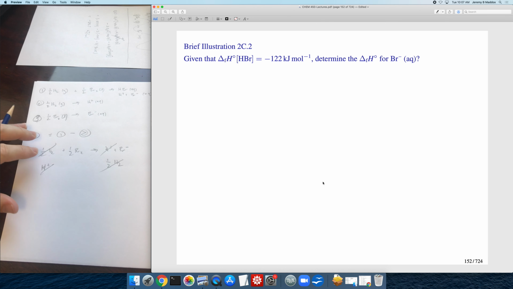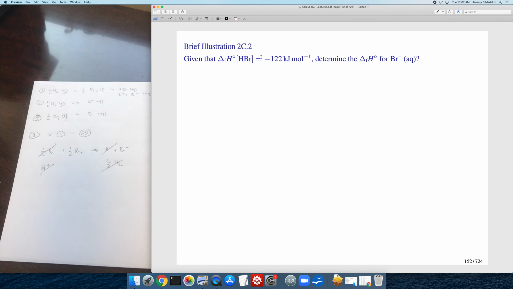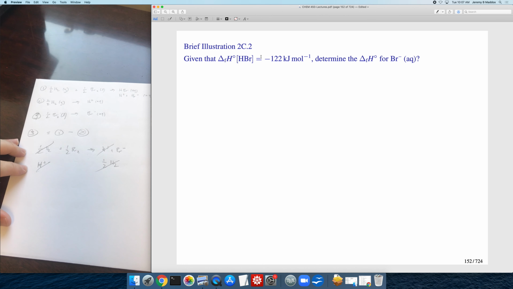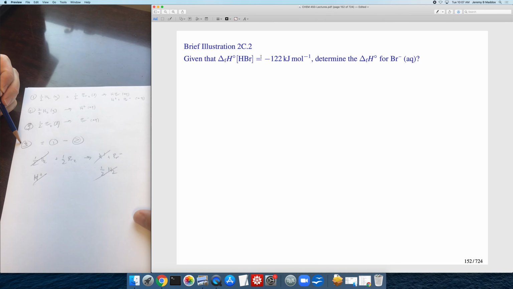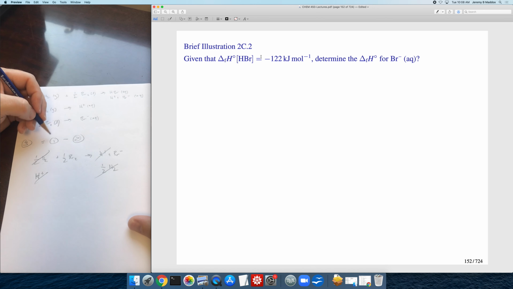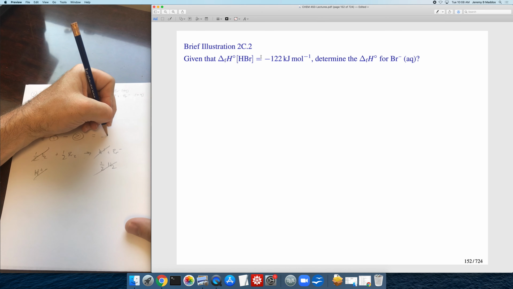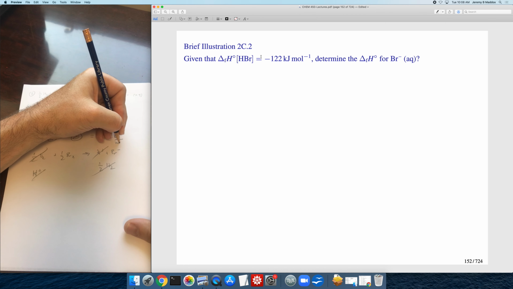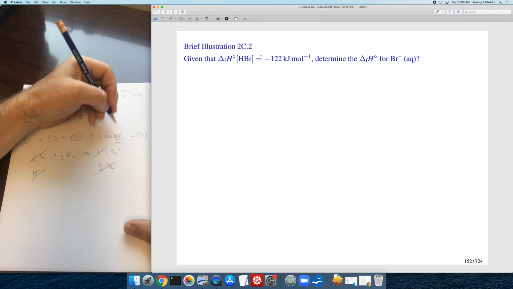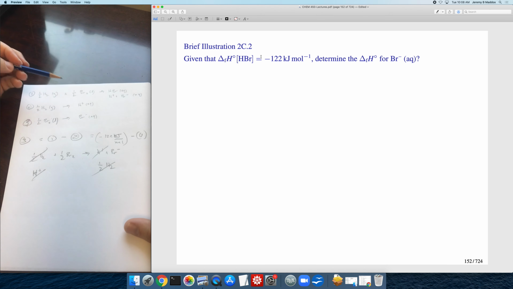I was thrown off a little bit by the fact that they gave us the hydrogen bromide, but that works out in the end. So in order to calculate the delta H for this reaction, it would be simply minus 122 kilojoules per mole minus 0, because the enthalpy of formation of H plus is 0.